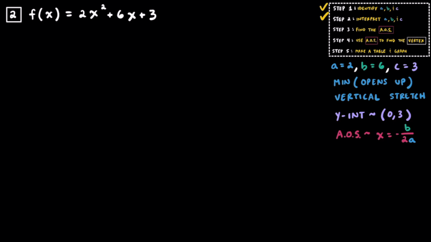Here's what we'll get for the AOS when we substitute a equals 2 and b equals 6. Substituting in, we found out that our AOS, or this vertical line, is going to be x equals negative 3 halves. Now that we know the AOS, let's go ahead and substitute it into our function to find the y value for the vertex.